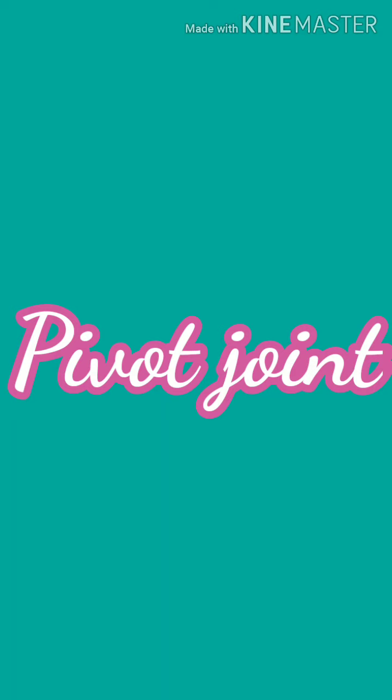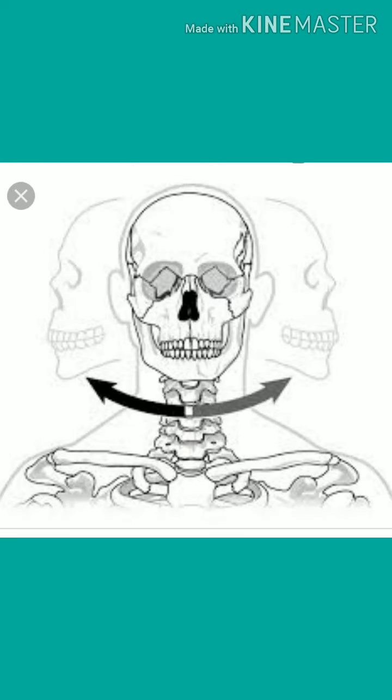Next is the pivot joint. The pivot joint is found in the neck. It lets you turn your head. See carefully this diagram. In the neck, pivot joints are found. We can move our head in a semicircle, and we can also move our head up and down, and this is possible due to the hinge joint.